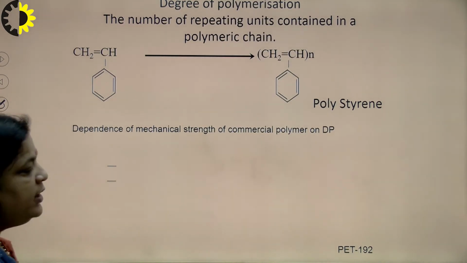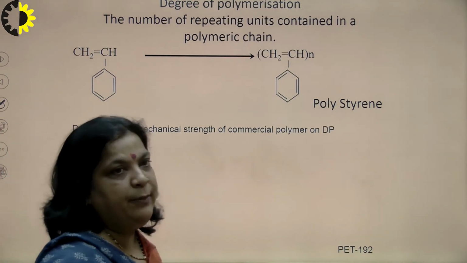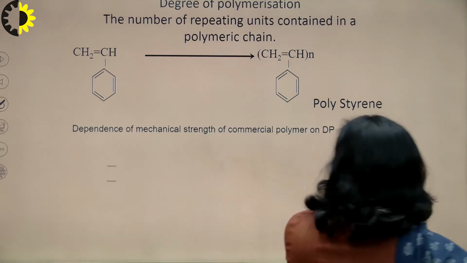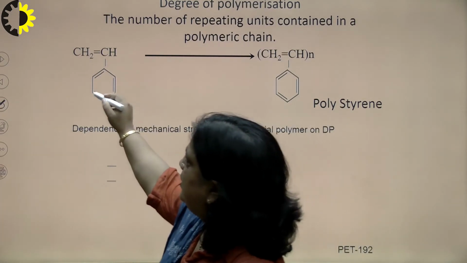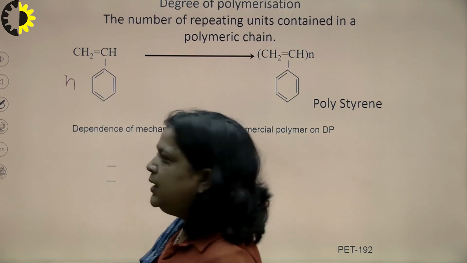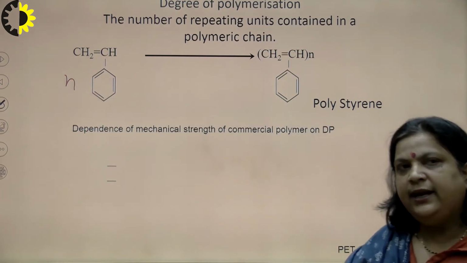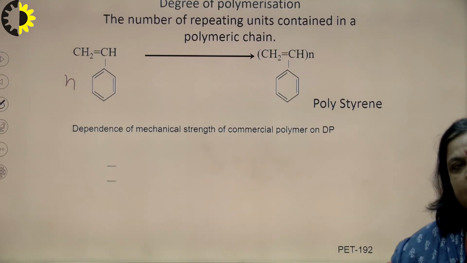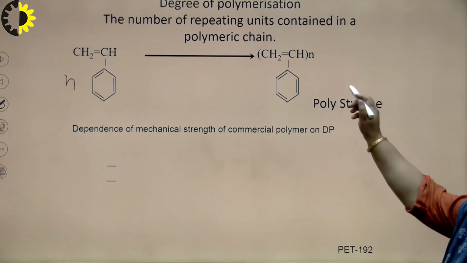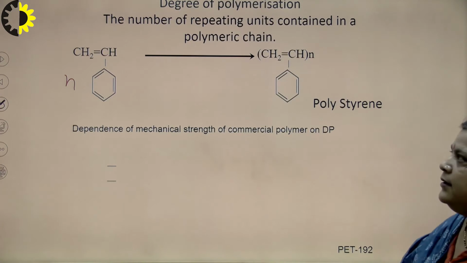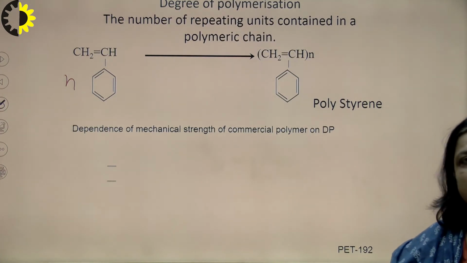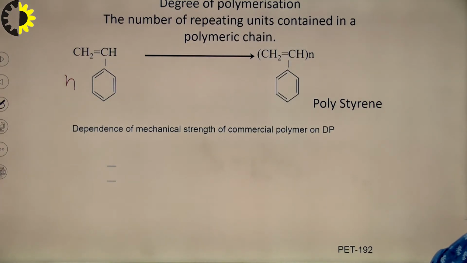The degree of polymerization is the number of repeating units. The number of repeating units means, suppose here styrene is there, and N molecules of this styrene are used to make a chain, and the chain which is formed is called polystyrene. So, N is called the degree of polymerization.